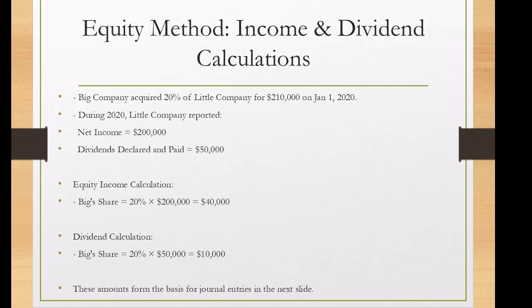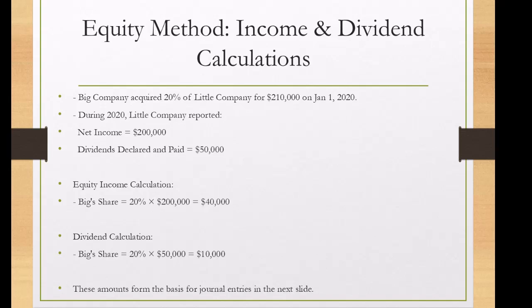During 2020, Little Company reports two key financial events. First, it earns $200,000 in net income. Second, it declares and pays $50,000 in dividends to shareholders. Under the equity method, Big needs to recognize its proportional share of these amounts.